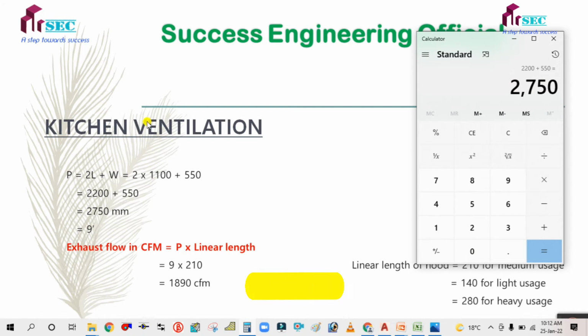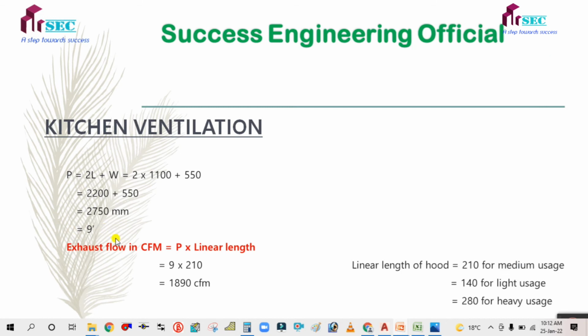Okay, so this is the P in mm, so you have to convert it into feet. So 1 foot is equal to how many mm? 1 foot is equal to 12 inch and 1 inch is equal to 25 mm. Okay, so 300 mm. What you will do, simply divide it by 3. 2750 divided by 300, so 9.16 feet. Okay, so approximately you have to consider 9 feet.